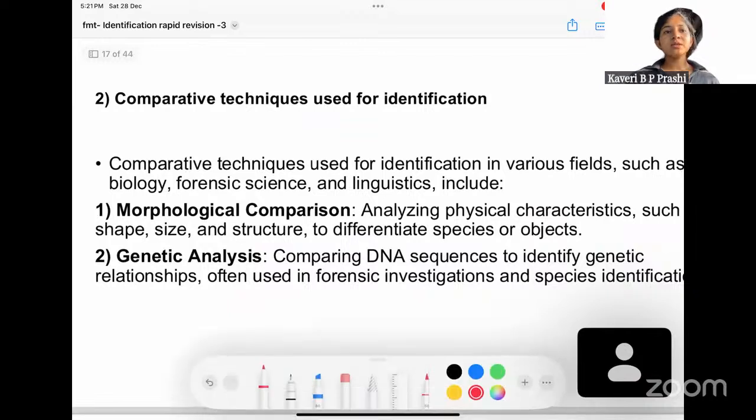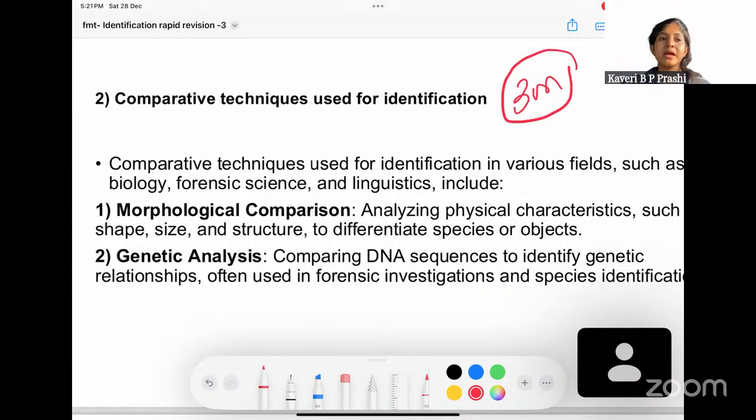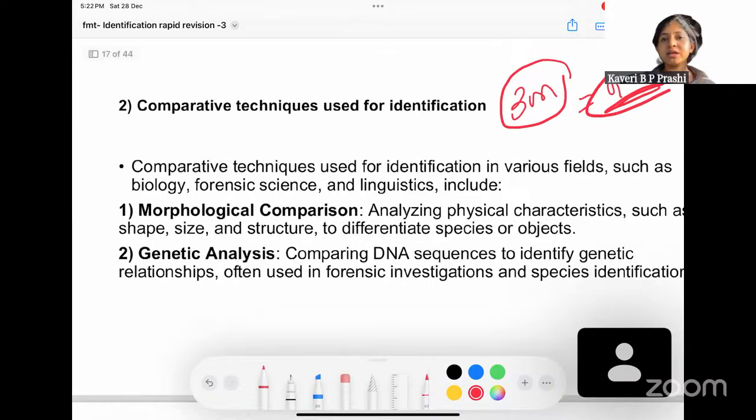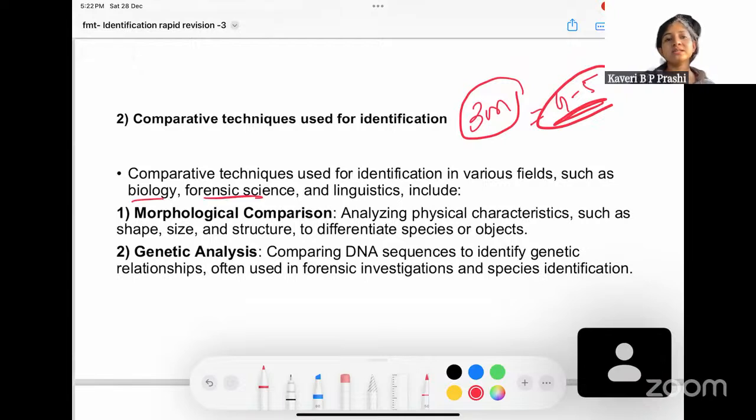Coming to the next question, comparative techniques used for identification. So there are a lot of techniques that can be used in order to identify. They're asking what are those techniques. So imagine it is a 3-marker question, okay? They're not really asking you to explain everything. At least you have to be able to name 4 to 5 types of comparative techniques. And if you're able to explain 1 or 2 lines about these, well and good, but at least you'll be able to give the names of certain comparative techniques. These comparative techniques are used for identification in various fields such as biology, forensic science, and linguistics. So you can use these comparisons for a lot of things, okay?